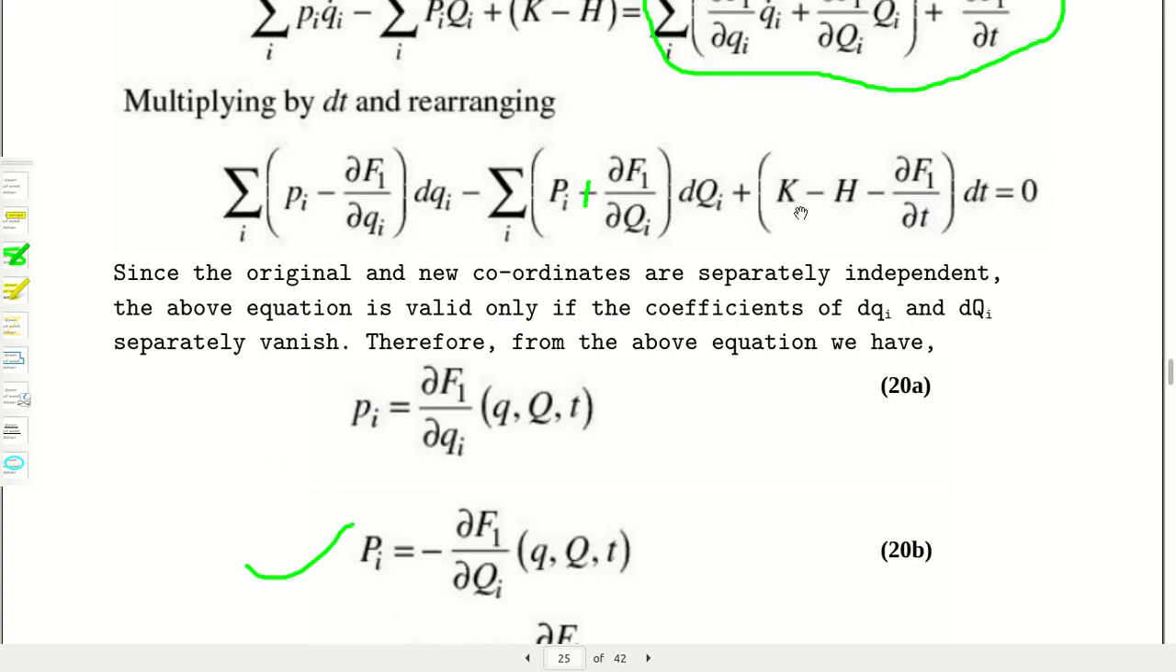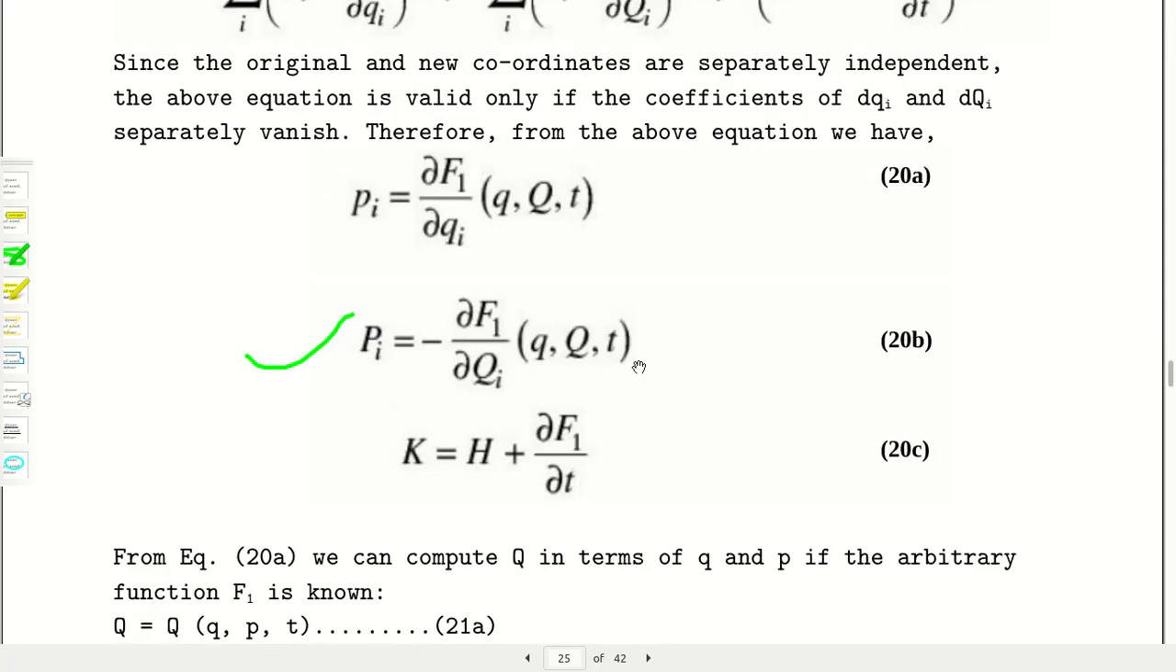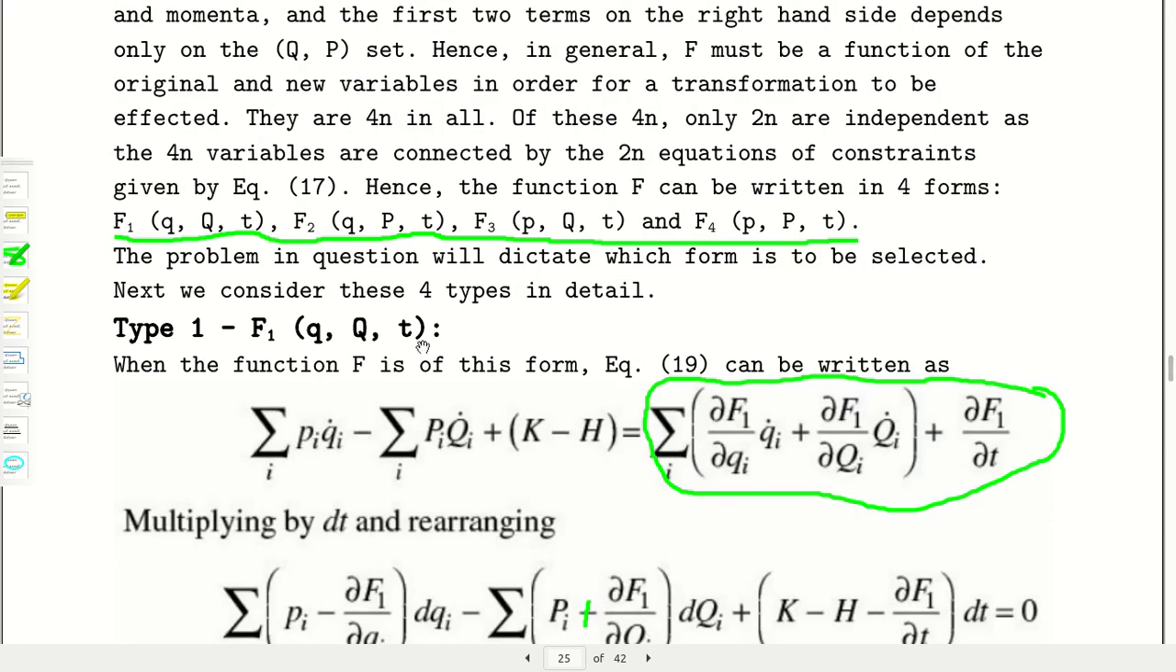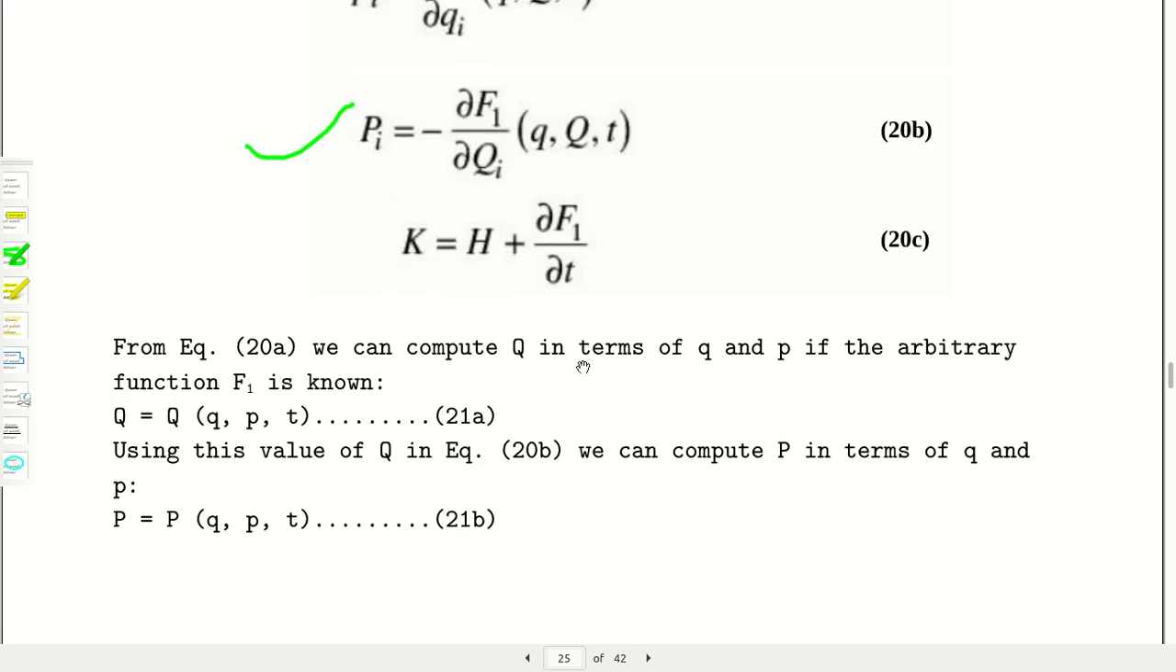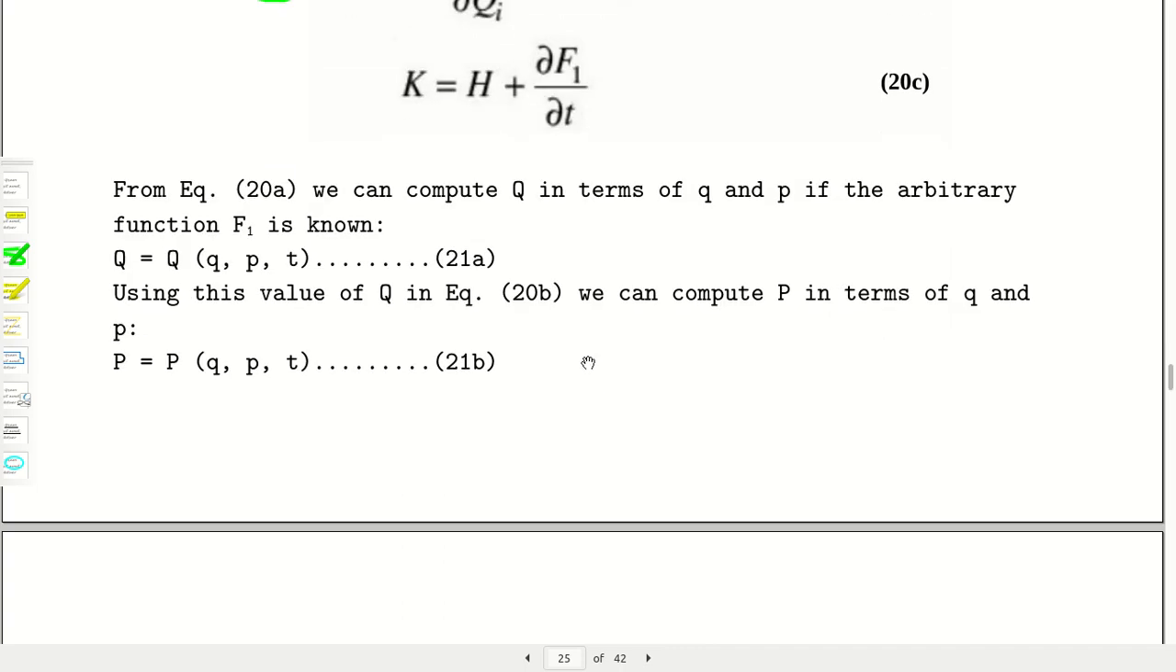And the last equation will give you K is equal to H plus ∂F1/∂t. Here we have taken explicit time, but F1 is in our hand, we can choose F1 conveniently. If you choose F1 not to be a function of time explicitly, then ∂F1/∂t will be 0 and K will be H. So the Hamiltonian is conserved in case of such canonical transformation, and these are very much useful.